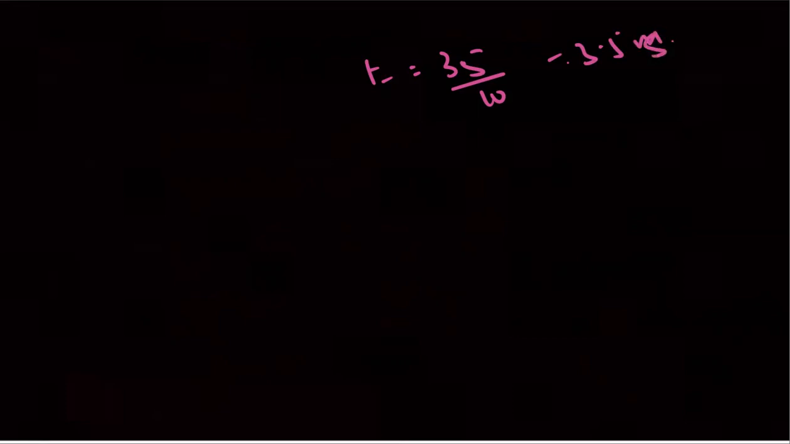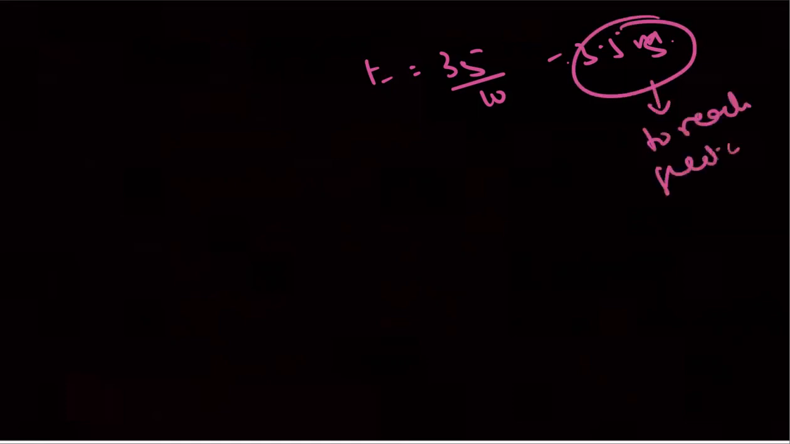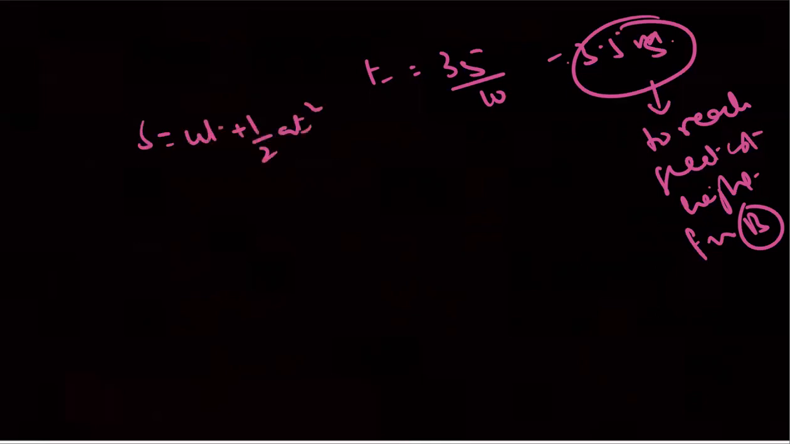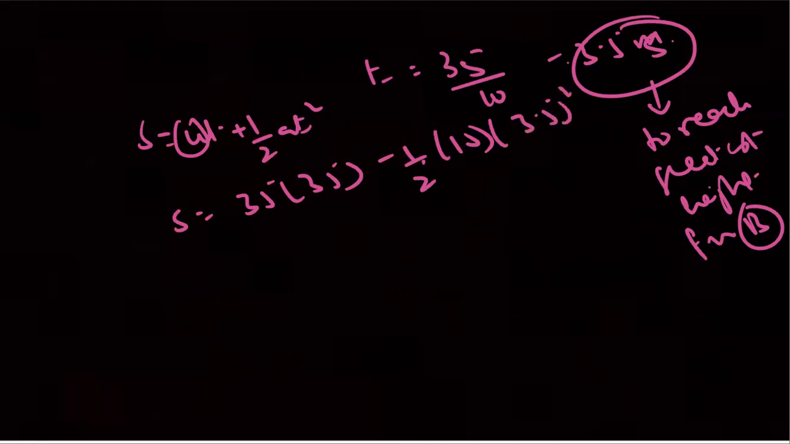Okay, so it takes 3.5 seconds to reach the greatest height from B. Okay, so solving it further, s equals ut minus half at square. u is 35, time taken is 3.5, minus half into 10, t is 3.5 square. And we are getting a distance of 61.25 meters.